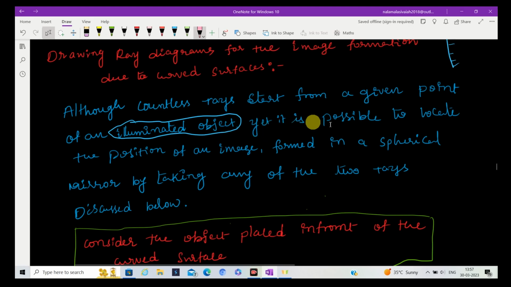Yet it is possible to locate the position of the image formed in a spherical mirror by taking any of these two light rays, any of the two light rays. Very important, you can observe here: any two light rays we have to consider.